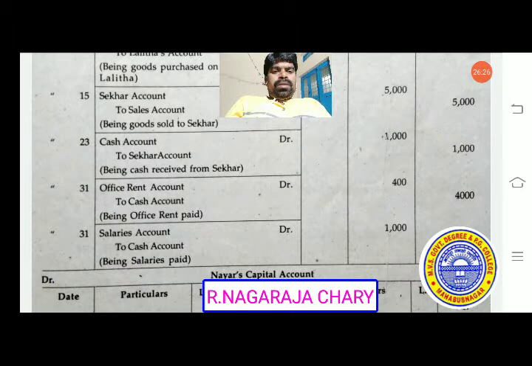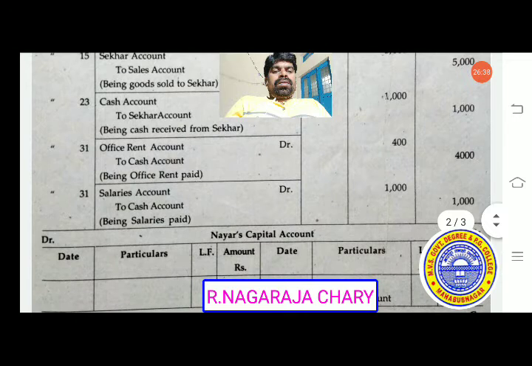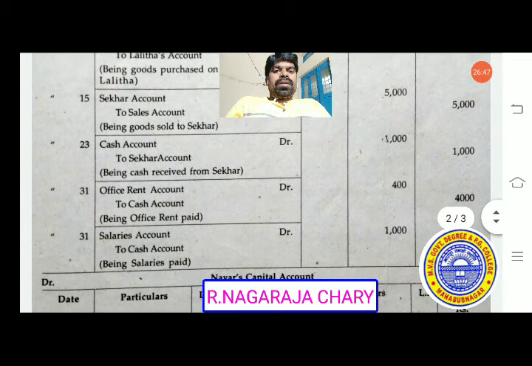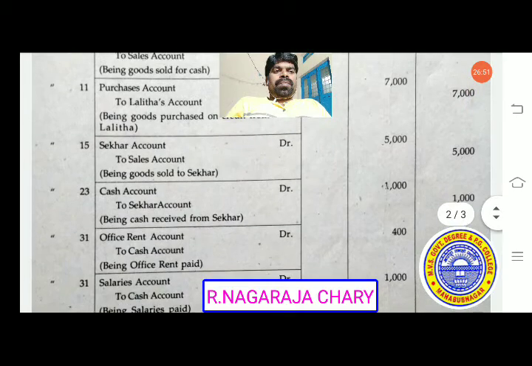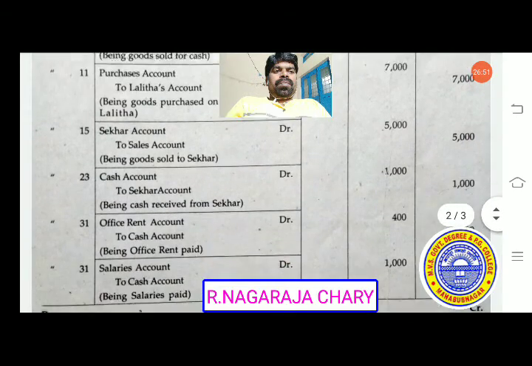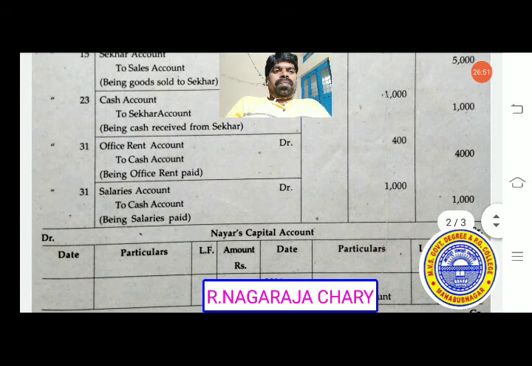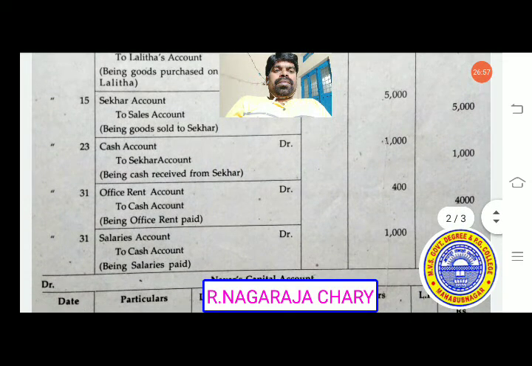Salaries account is to be debited, office rent account also is to be debited. In both the terms cash is to be paid, so cash account is to be credited. So, being salaries paid, being office rent paid, on the last day. With this all the general entries are completed. I think you got an idea, right.